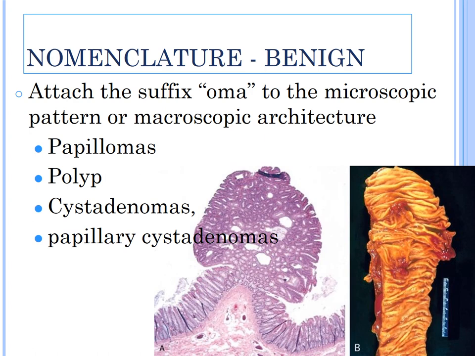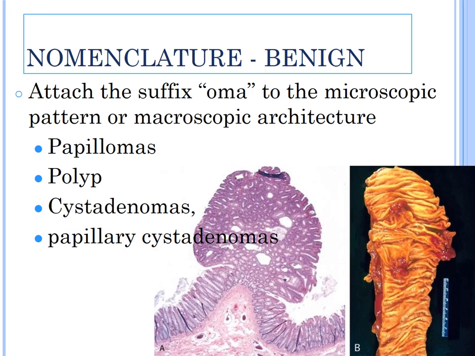Now, another complex part of nomenclature: what if it is glandular and then you see big spaces? Those spaces are called cysts. So you have cystadenomas. What have you learned here? There are spaces, it's glandular, and it's benign.